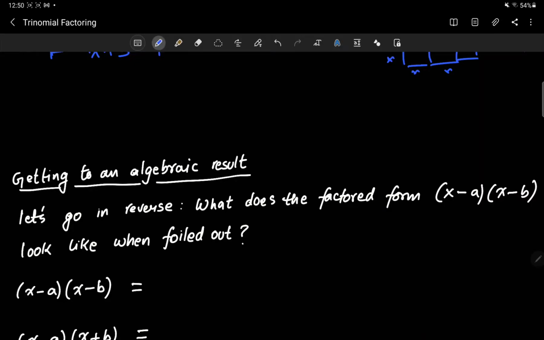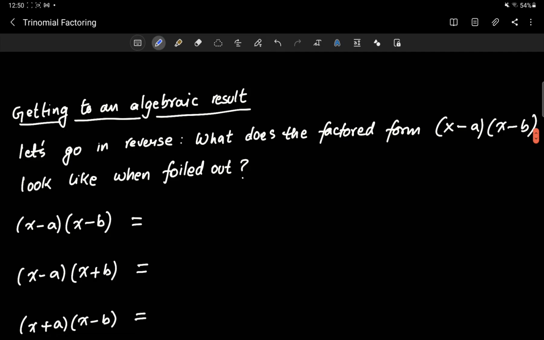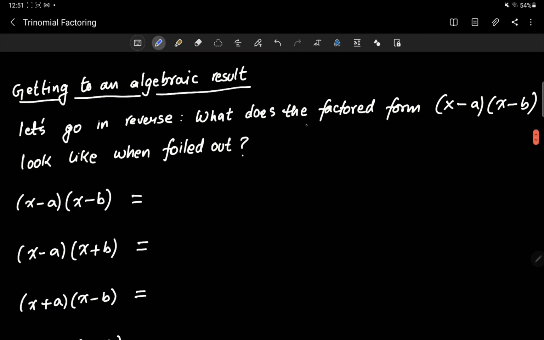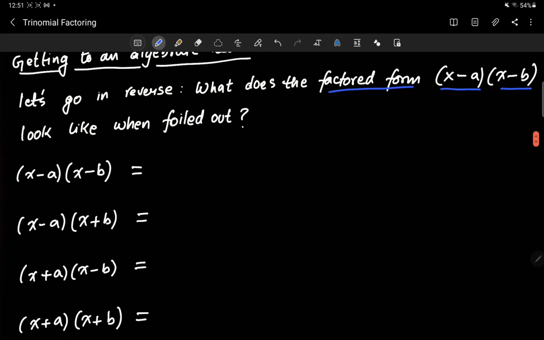All right. Now let's try to find an algebraic way to do this factoring of trinomials. One of the ways to derive that result is to look in reverse. What does that mean? Looking in reverse means let's start with the factored form, something like x minus a times x minus b. Now, what does it look like when it is FOILed out?